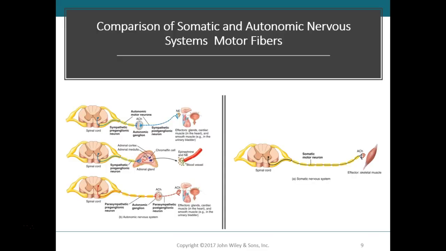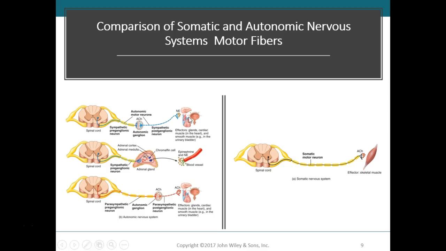So if you look here at just a very brief illustration showing you the difference of the somatic nervous system. Here we have a cell body located within the spinal cord. Remember, the spinal cord is a part of the central nervous system, and you have one somatic motor neuron going out and releasing acetylcholine that will stimulate the effector, which is the skeletal muscle, to contract.